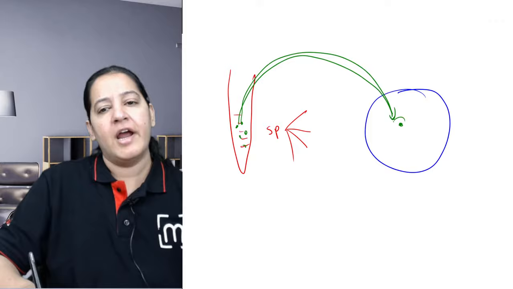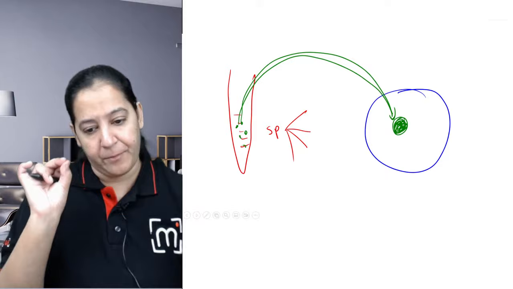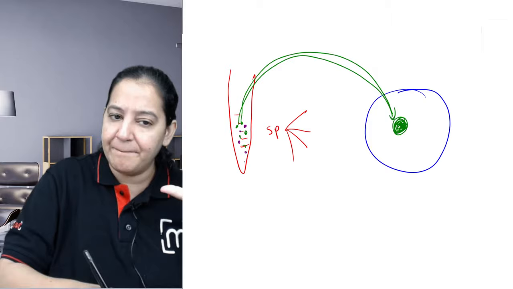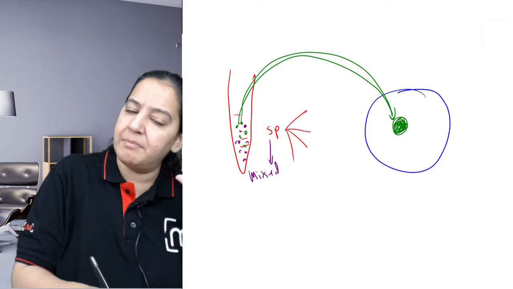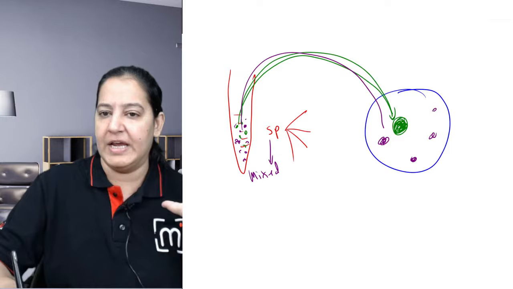But what is the problem here? There is a problem. The problem is that it contains some other bacteria also. It is a mixed culture, a mixed specimen. It contains multiple bacteria, many other bacteria also. So if I do the inoculation, other bacteria will also form colonies. But I do not want that. I do not want these bacteria to form colonies.